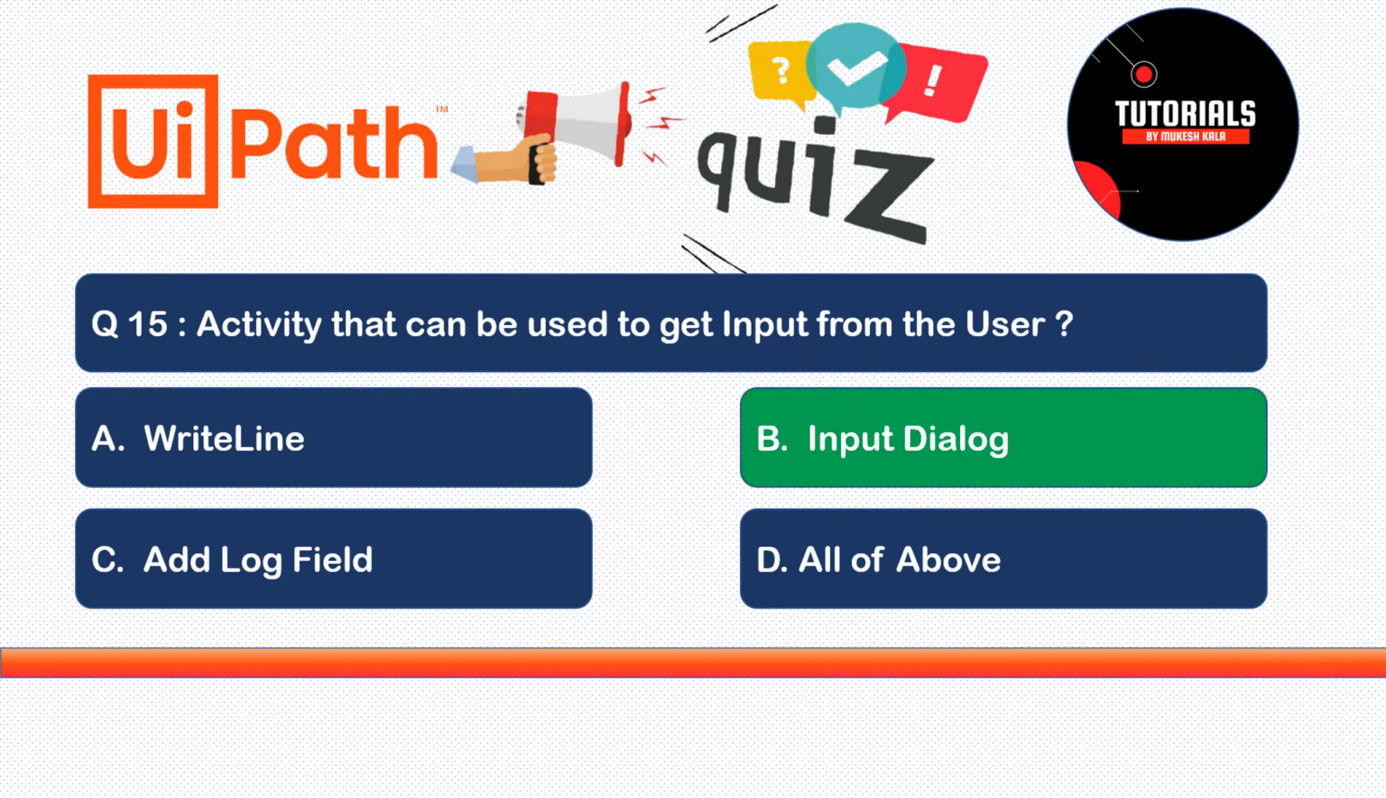I cannot use write line because that will simply print the item in the console, and the user would not be able to give the input. Add log field again will add some details somewhere else and it will not ask the user. But input dialog will have a pop-up kind of thing, and you can specify what you want: enter the first name, enter the last name, enter the details. So input dialog is the correct answer for the activity to get the input from the user.